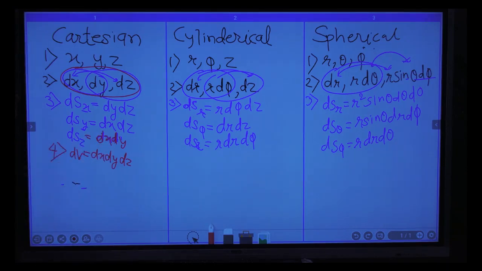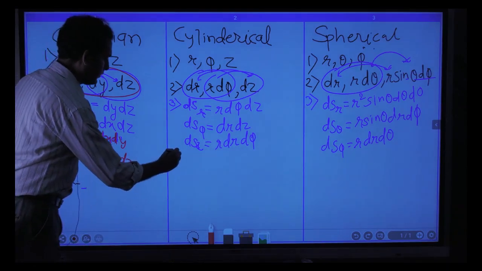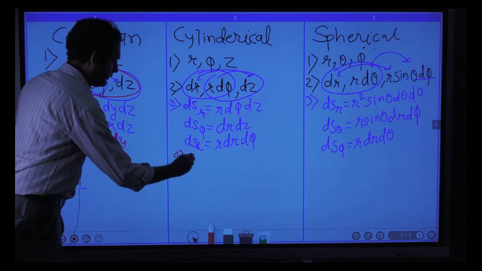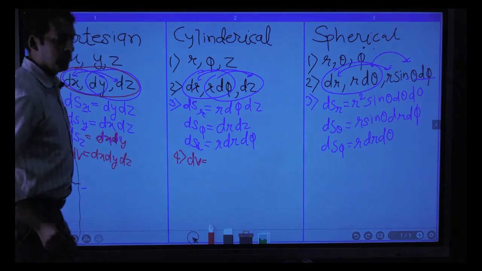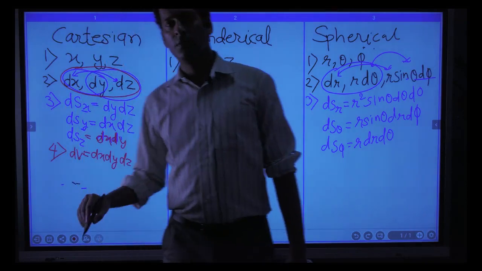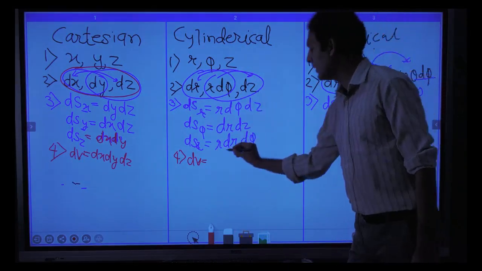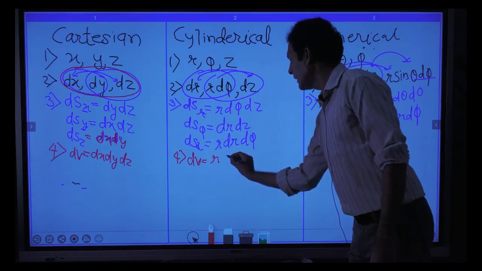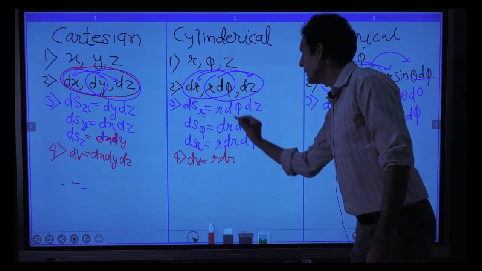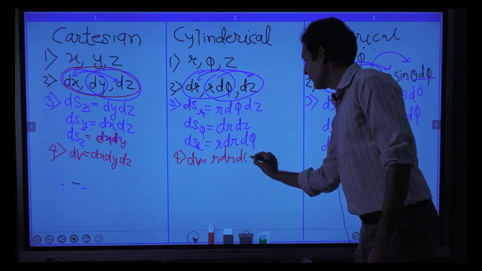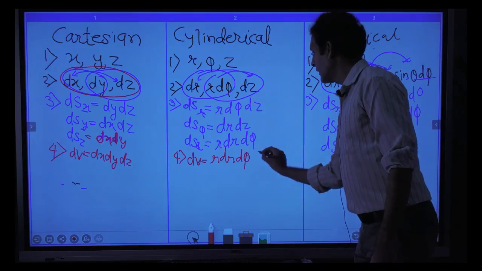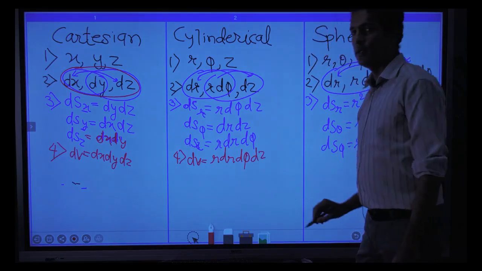Similarly, what will be the differential volume for cylindrical? Differential volume will be equal to the product of the three elements. What are the three elements? dr, r dφ, dz. So first we'll write r, then dr for maintaining sequence, then dφ, and the third one is dz.